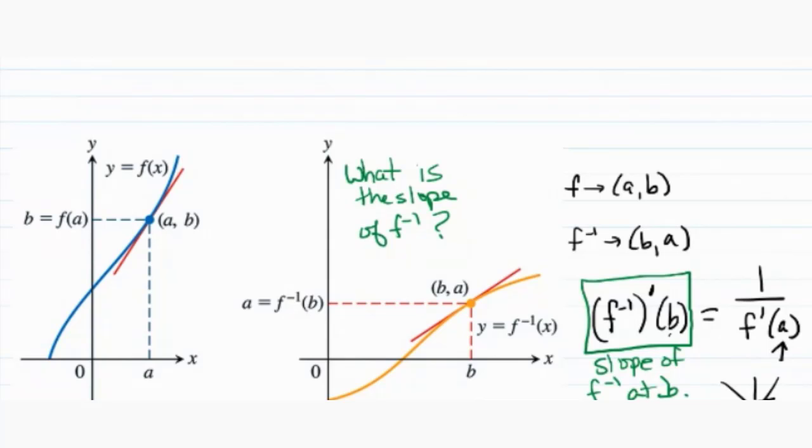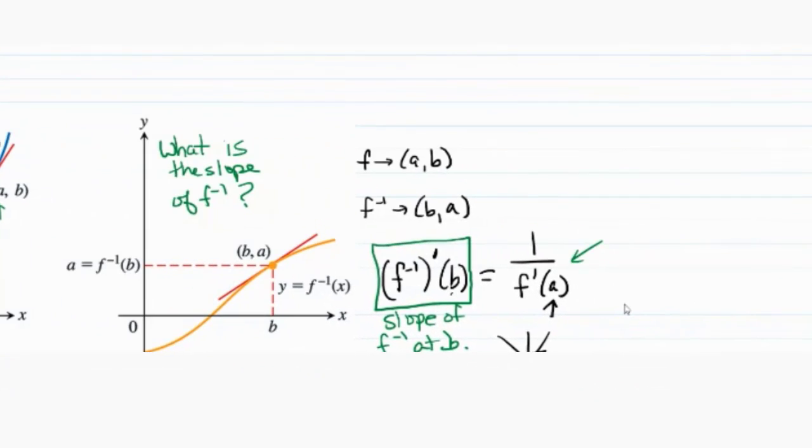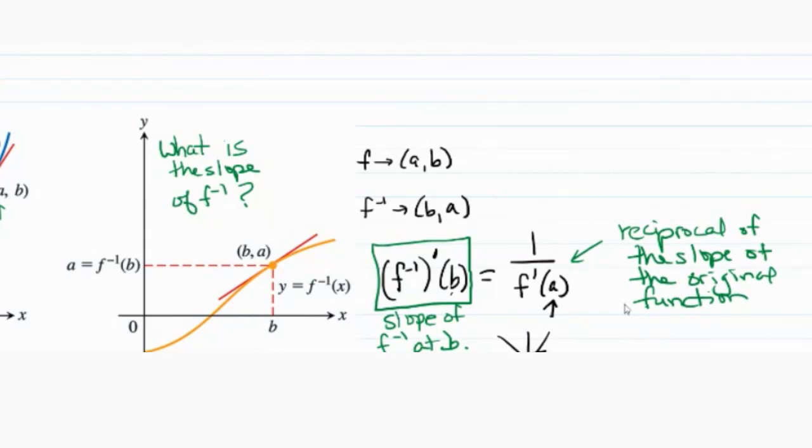Now we know that that slope is going to be the reciprocal of the slope of the original function at the point a, right? Because the x's and y's are flipped. So here we have the reciprocal of the slope of the original function, but notice that we have to write it at a because the x and y coordinates have been flipped. a is the y coordinate of the inverse function. So another way of writing a is f inverse of b. That's what it says right here.